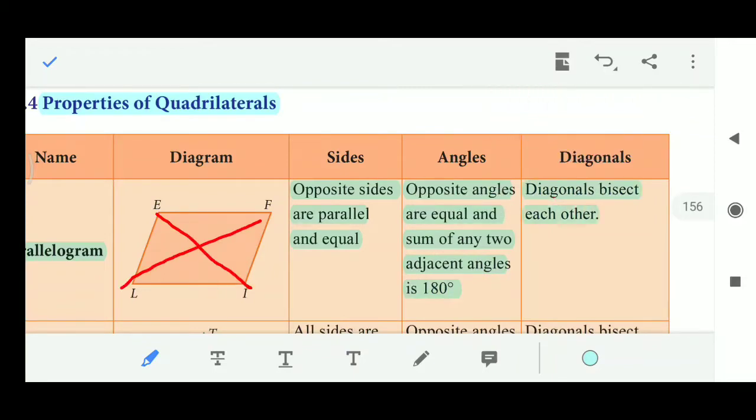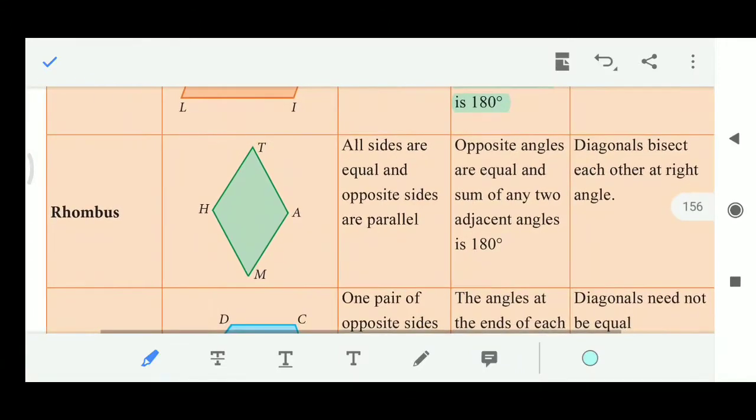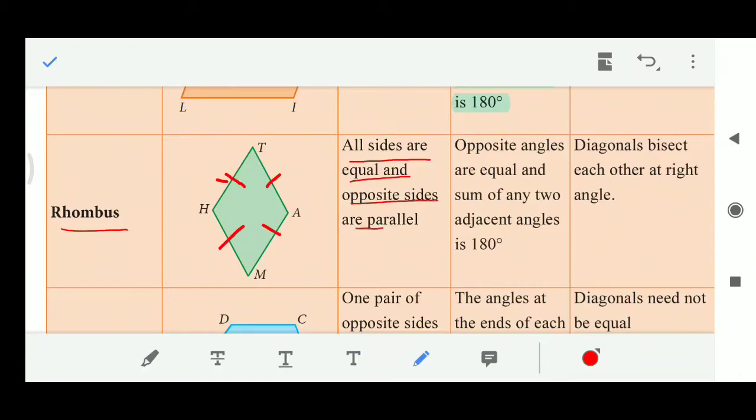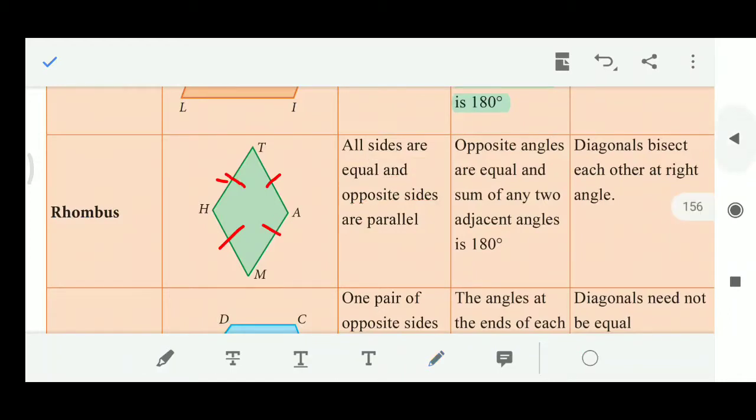Next, diagonals bisect each other. That is, EI and LF bisect each other. Next we will see rhombus. In a rhombus, all sides are equal and opposite sides are parallel. That means here we have 4 sides, all the 4 sides are equal and opposite sides are parallel.